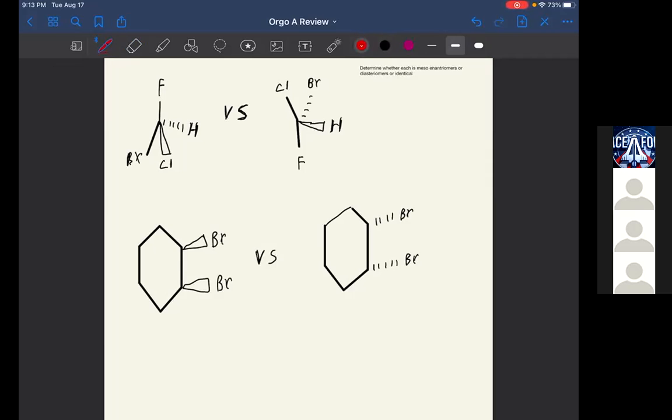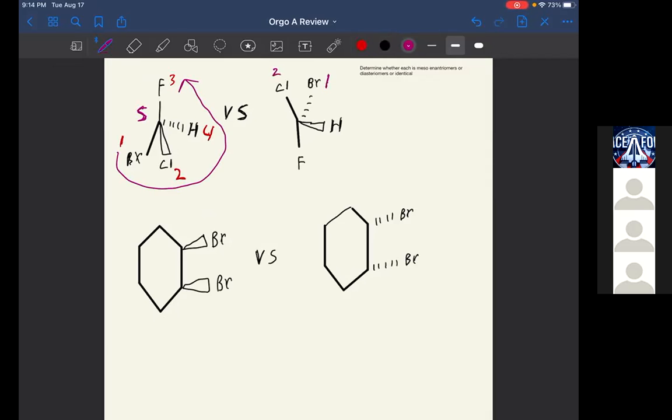So this is going to be your number 1. This would be your number 2. This would be 3. So you're going to use R and S to tell if these are the same, identical, enantiomers, whatever they are. And this would be 4. So we don't have to do any flipperoo. We can just draw a circle. And we know that this is S because that's counterclockwise.